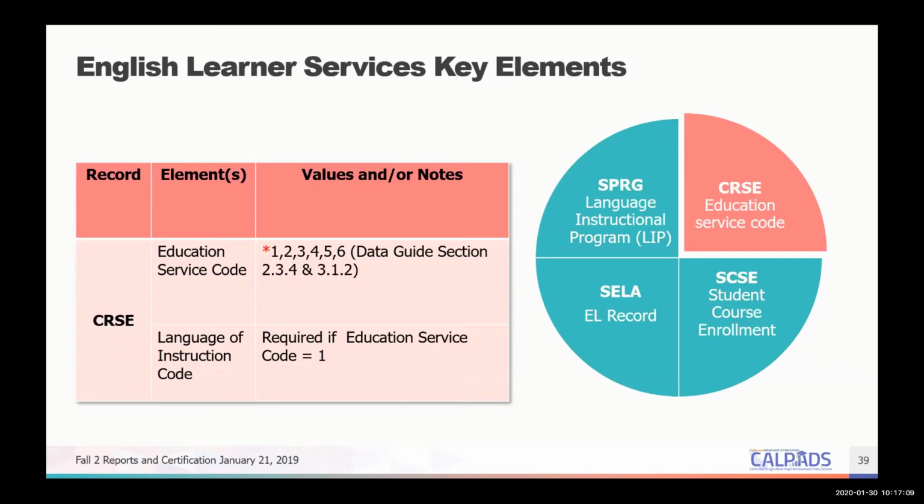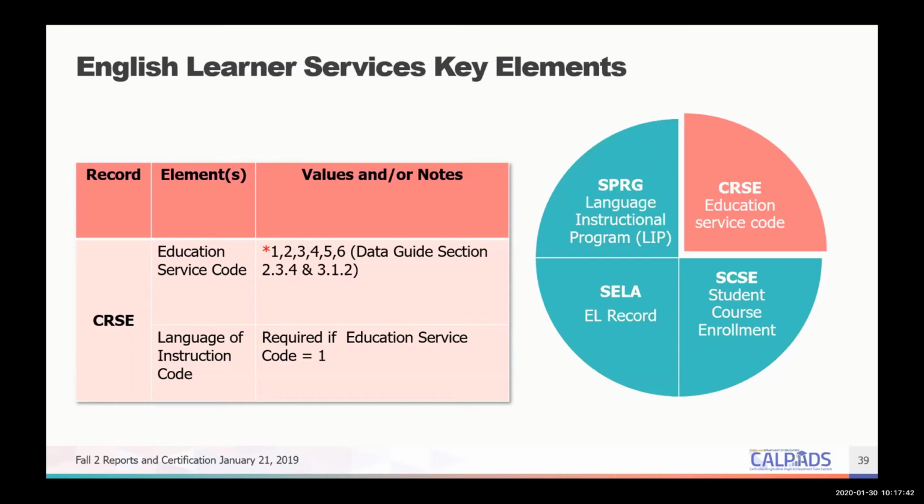But anyway, the course Education Service Code is going to be used to identify the service provided to the EL students. And this is a report used to meet state and federal requirements, right? Report 2.4. So although the LIP program provides what used to be the instructional strategy, it identifies which program they're in.